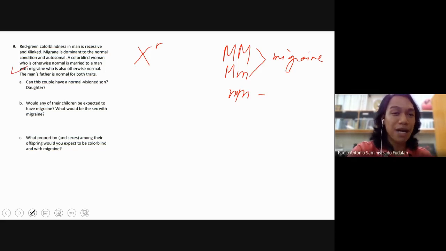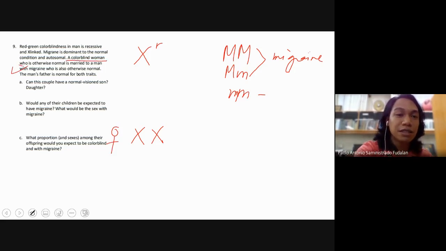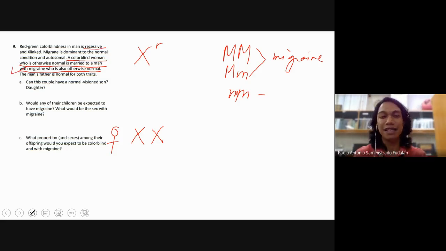A colorblind woman, okay? How will you make a colorblind woman? What will be the X chromosome of the colorblind woman? Let's analyze this. Because color blindness is recessive and X-linked, it is small r, small r, all small r. So the woman will contain X chromosomes with the recessive alleles for both. So a colorblind woman who is otherwise normal. What's normal in terms of migraine? What will be her pair of alleles for migraine? Small m, sir. Okay, so this is the woman.